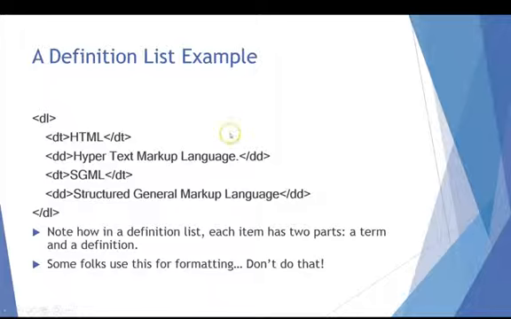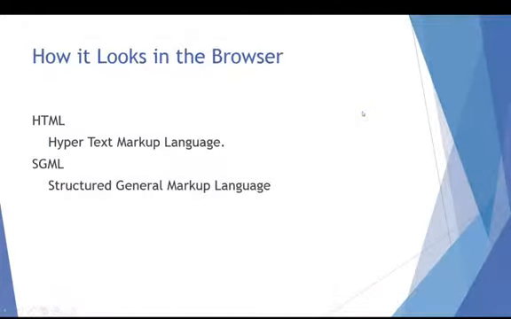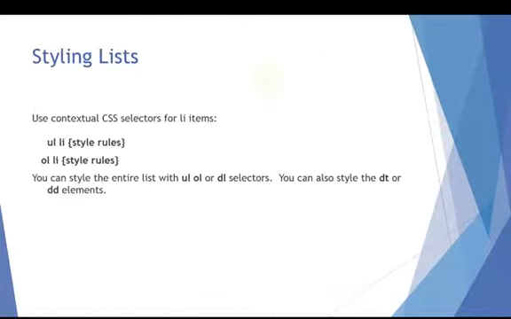If we cruise down here, you can see I have a list. I have HTML, hypertext markup language, SGML, structure general markup language. So I have two elements in the list. Each element has two items, the term and the definition. And that's going to look like this. Okay? So those are pretty easy to do.